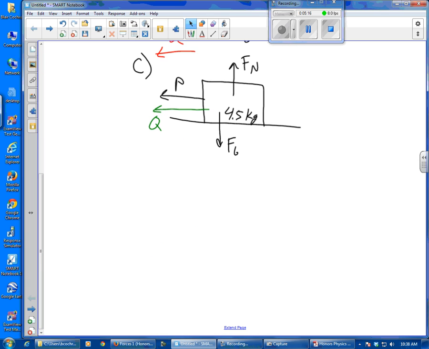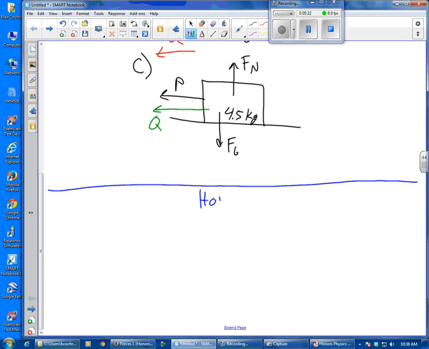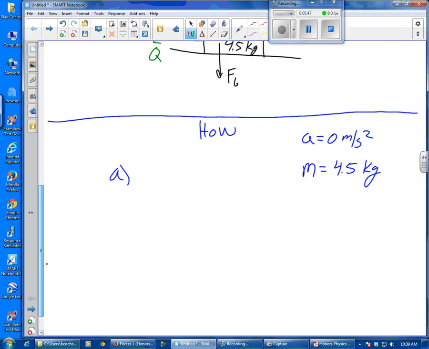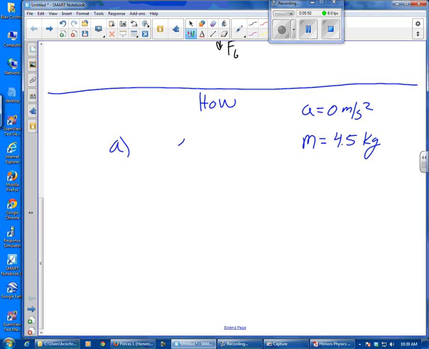And now I'm finally ready to do my how. That'd be the top, and now I go on to the how. And we'll go on to part A of the how. Let's see the information they tell us. In this case, I have no acceleration. They told me the mass of this was 4.5 kilograms, I think. Is that right? Yep. And I only have my one equation: sum of the forces equals mass times acceleration.